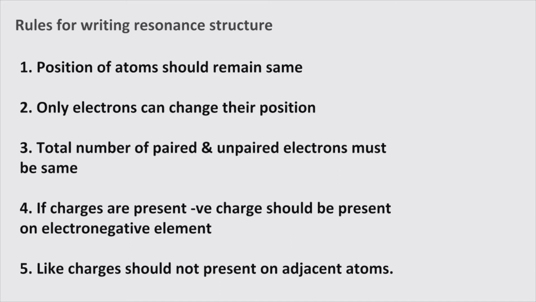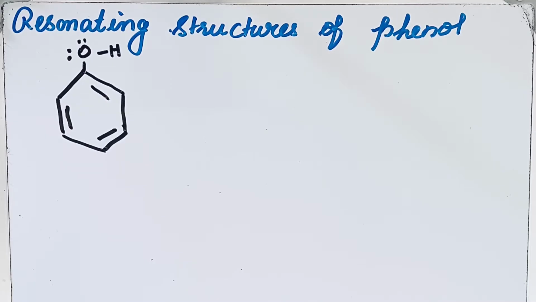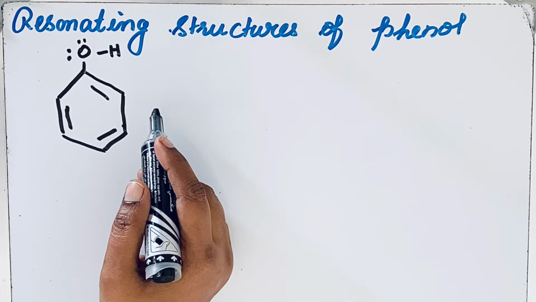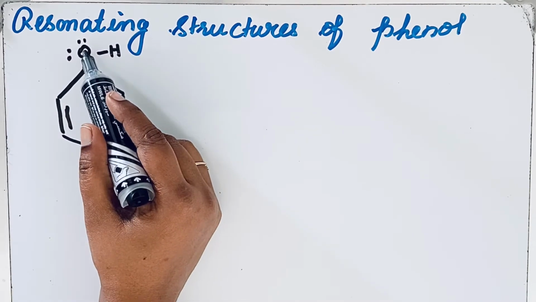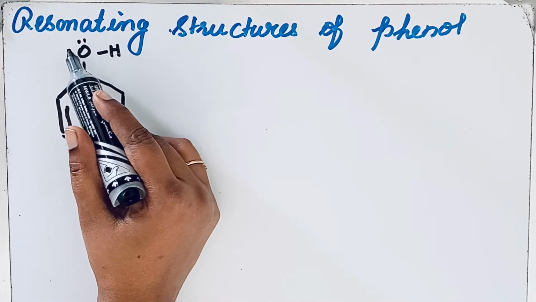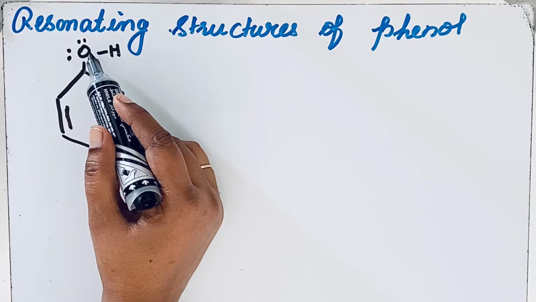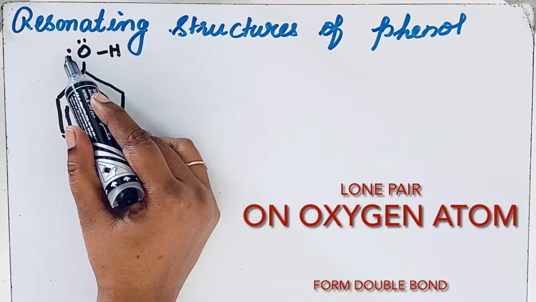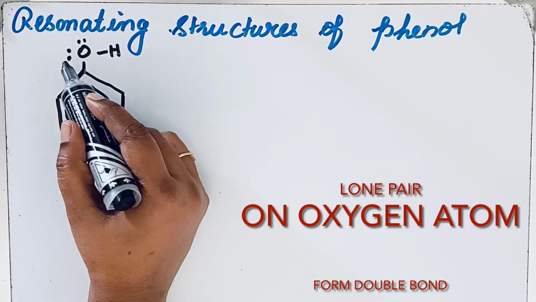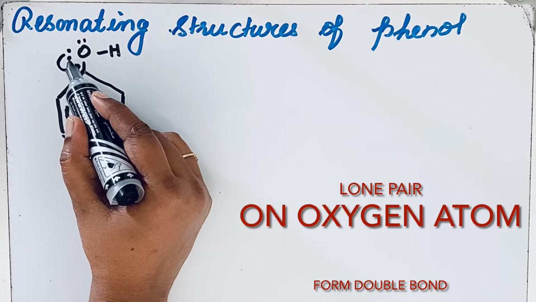At the same time, you should see that the total number of electrons, whether paired or unpaired, should be equal in number. This electron movement can take place from the electron rich part to the electron poor part. For example, in phenol, this oxygen has two lone pair electrons, which makes this part electron rich. So the movement of electrons can take place from this oxygen only.